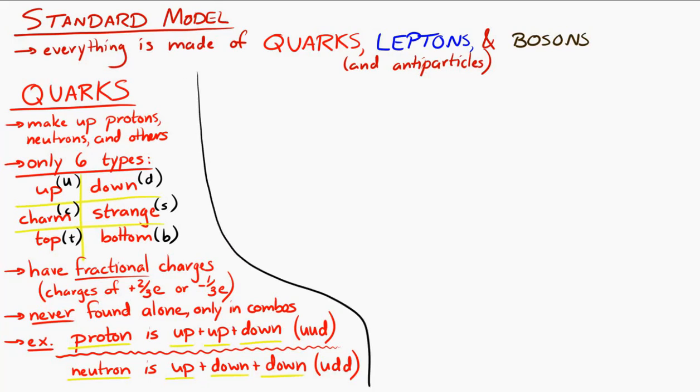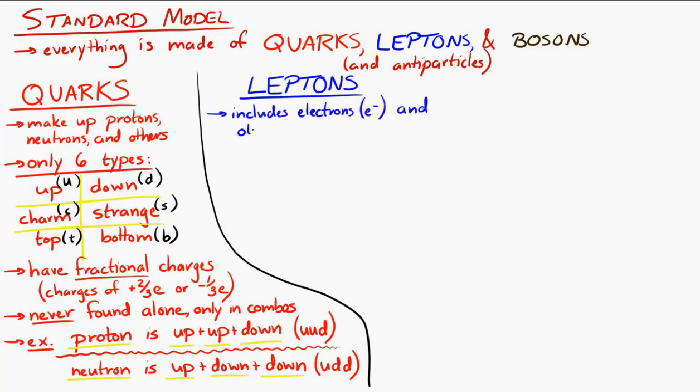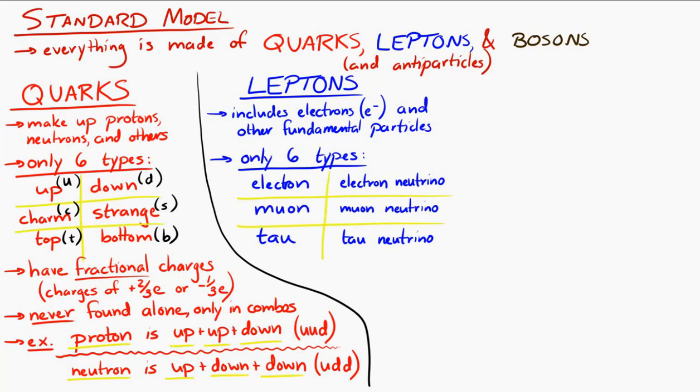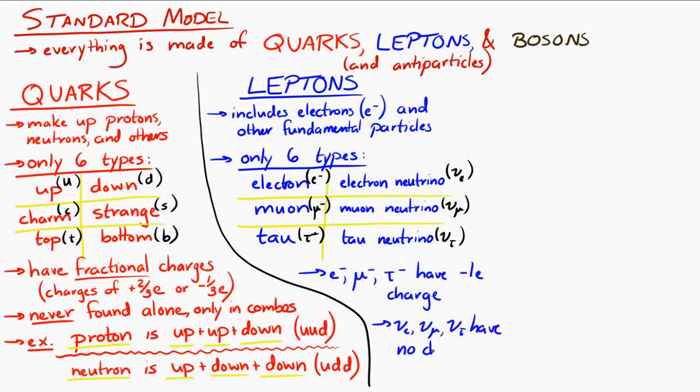Another type of particle in the Standard Model is the lepton. A lepton is the kind of particle that an electron is, and other fundamental particles. It turns out there are 6 types of leptons. There's the electron, the muon, and the tau. And with those 3, there's also a corresponding neutrino. So there's an electron neutrino, a muon neutrino, and a tau neutrino. The electron, the muon, and the tau all have a -1 charge, and the neutrinos have no charge. All right. And then there are bosons.